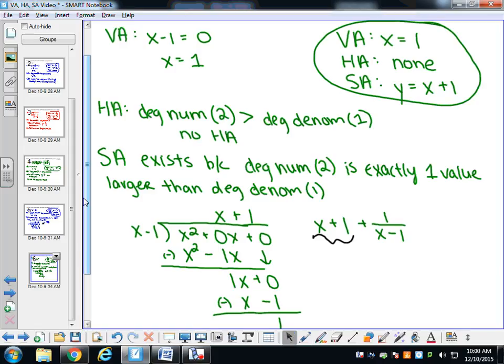So hopefully these examples have helped clarify the difference between vertical, horizontal, and slant asymptotes and how to find them.